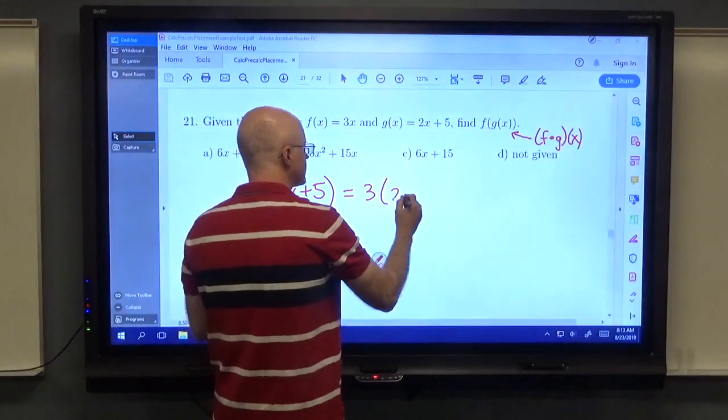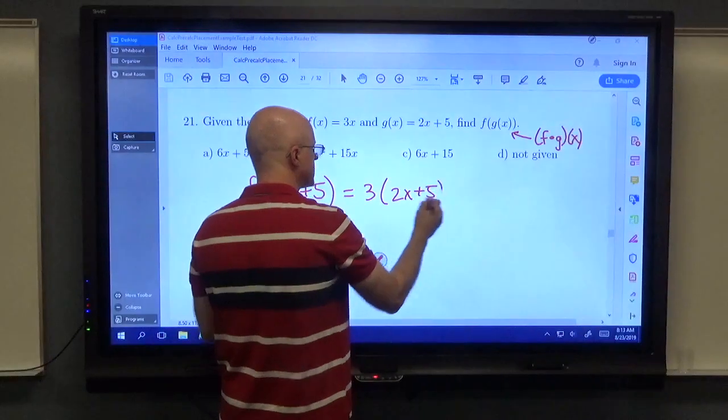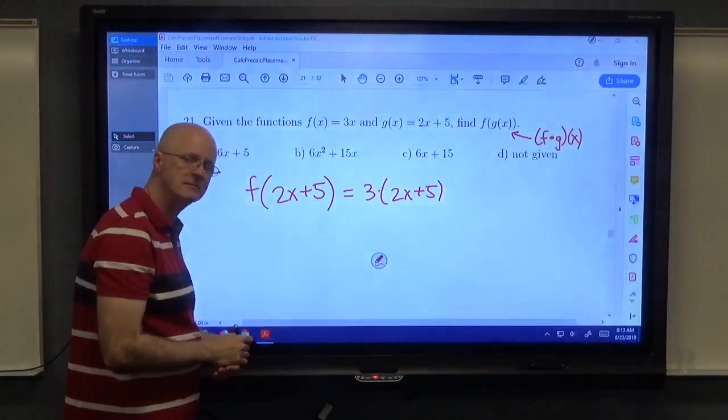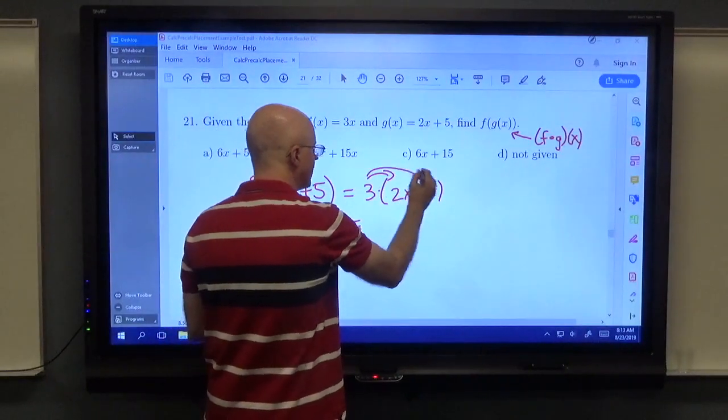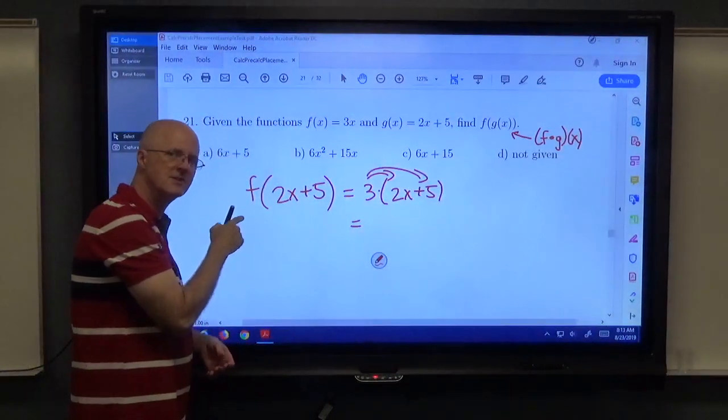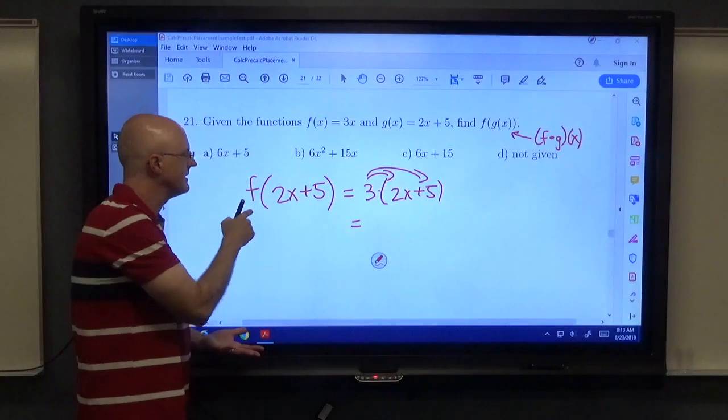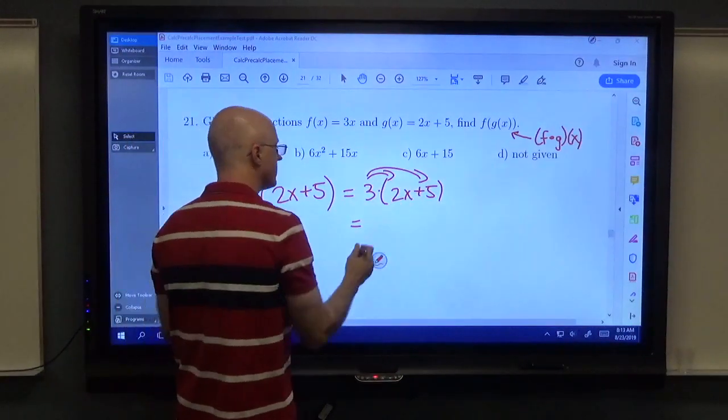Make sure you use parentheses. And maybe for extra emphasis, put a dot in there to emphasize you're multiplying. And now use the distributive property. Again, f is not a number. It's just the name of the function. You don't distribute here, but you do distribute here.